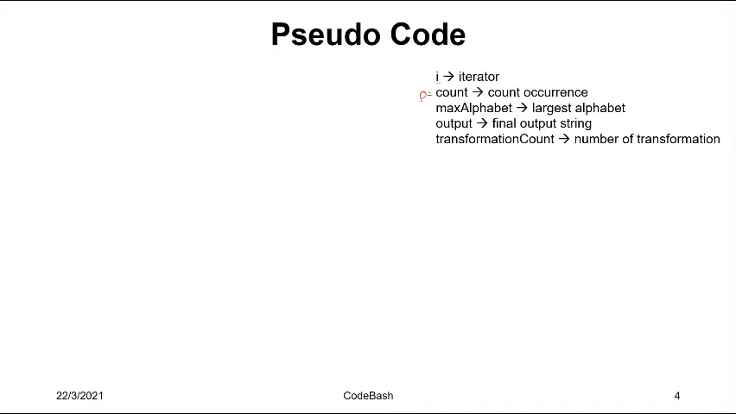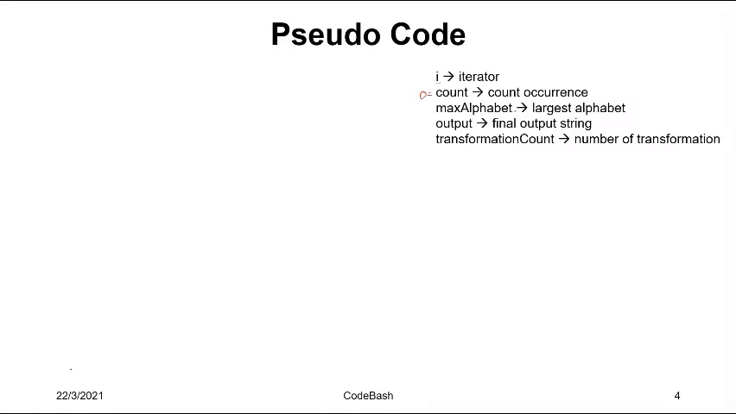So we have to initialize this count to 0. Then max alphabet is the largest alphabet in our string to begin with. So basically, like we saw before, the max alphabet was D in the original string, and after that we added successors repeatedly, right? So this will be stored in max alphabet. Our output will be the output string which we are finally supposed to print, and our transformation count is basically the number of modifications or transformations that we have made.